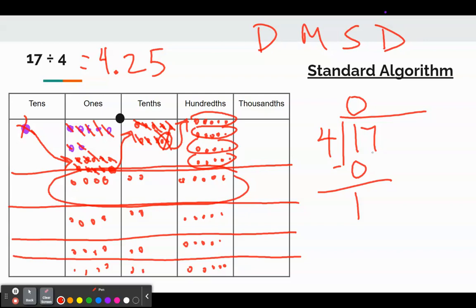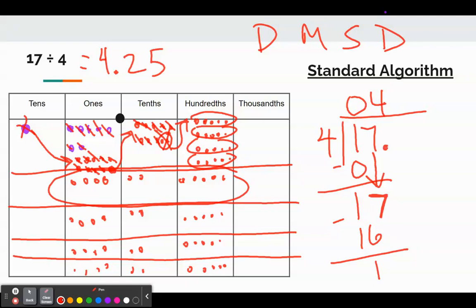Now I'm going to change that ten into 10 ones, which gives me 17 ones. So 17 divided by 4 is 4. 4 times 4 is 16. We subtract that away. We have 1 left over. Now I am done with my whole numbers.